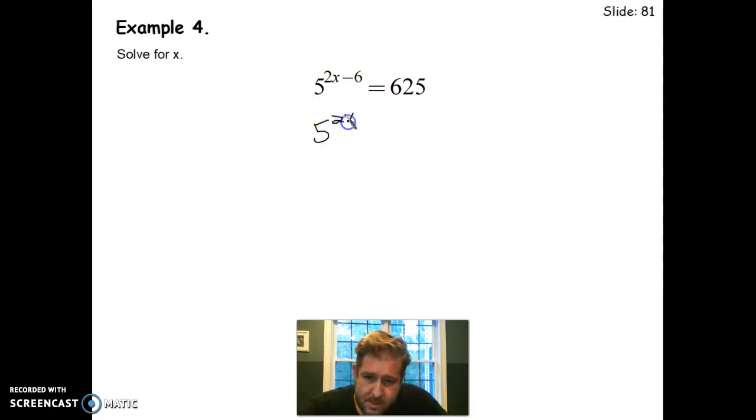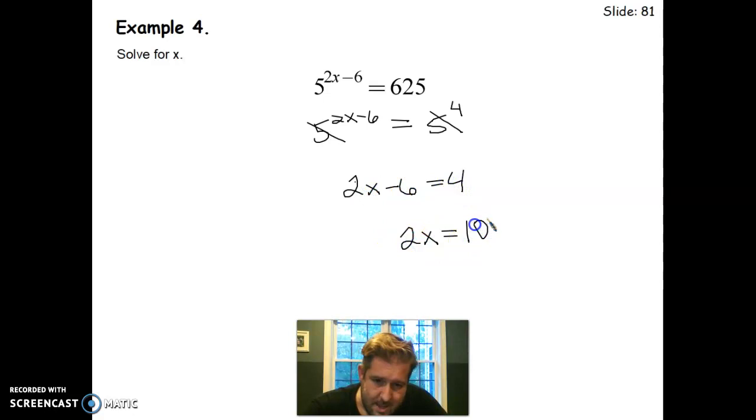All right, so this time I can take 625 and change it: 5, 25, 125, 625. So that's 5 to the 4th power. Bases are the same. 2x minus 6 equals 4. 2x equals 10. And then x must be 5.